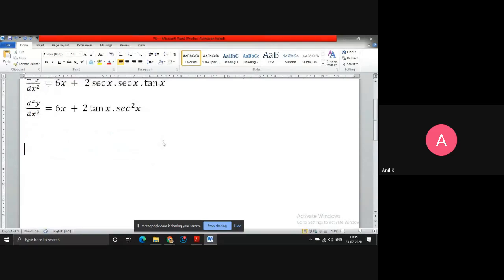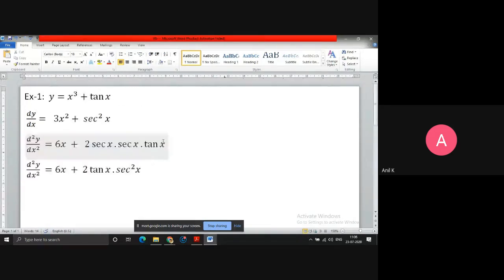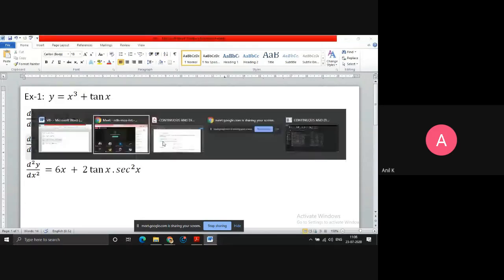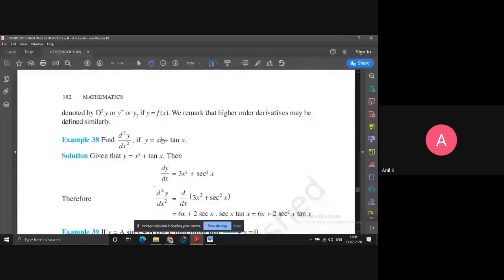When you go to higher classes, maybe if you opt for math, then you have the third derivative, fourth derivative, till the nth derivative. N can be any natural number. Okay. I think this is easy to solve. I'll take the next example.